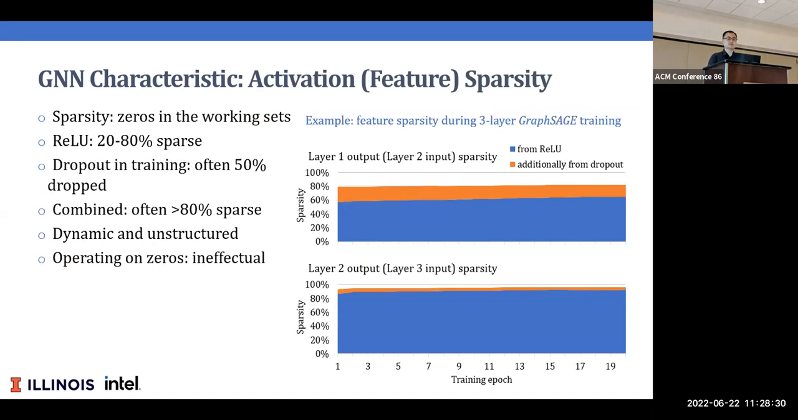In multi-layer GNNs, the hidden features can contain a significant amount of zeros. And the use of the ReLU activation function in some models can sparsify the features by 20 to 80%. Feature dropout during training can also set a predefined portion of the features to zero. The example here shows the output sparsity of the first and second layer of a three-layer GraphSAGE training. It shows that ReLU and dropout collectively make the hidden features over 80% sparse. Operating on zeros is often ineffectual. However, the feature sparsity typically changes dynamically and has no discernible structure, making it hard to leverage.